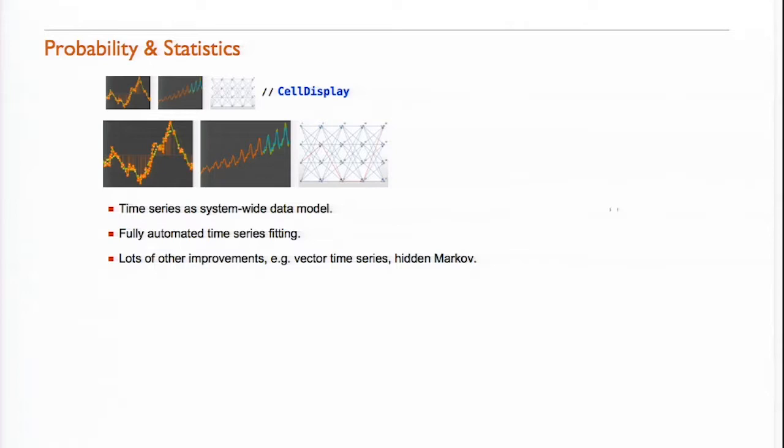Probability and statistics. So this is the sort of second major round of doing random processes. And as I said, one of the major things was to make the time series something that's a very broad object that you use system-wide. Even though it was born out of random processes, its future life in Mathematica is a broad container that you use to hold all kinds of time series, basically, that you want to process. We've done something here which I think is kind of remarkable, is, you know, something that's fully automatic time series processing. There's much richer models and so on.